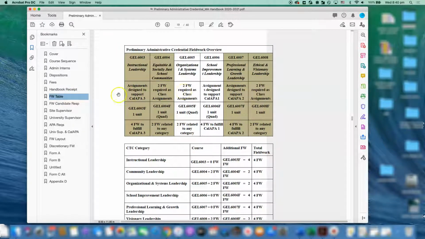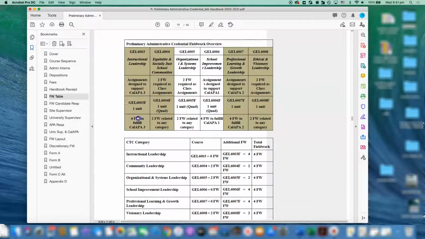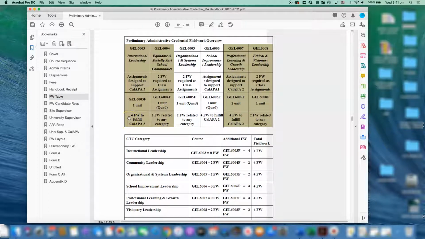Let's shift to fieldwork. I mentioned fieldwork. So you have your coursework that you take, the 6 courses, and along with those 6 courses, you have 6 fieldwork courses that you take. If it is an APA course, all of your fieldwork, as you see here, is fulfilled by completing the Cal APA. If it's a non-APA course, as 6004 is, you have 2 fieldwork that's required, and then you have 2 fieldwork that you're allowed to choose from the discretionary list.